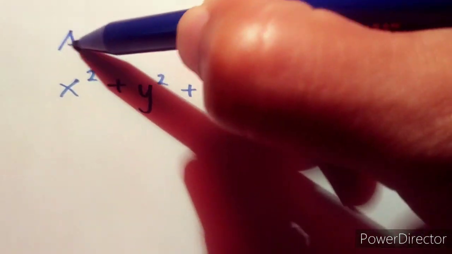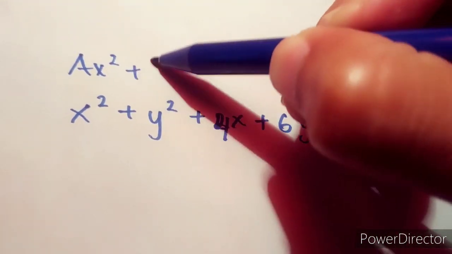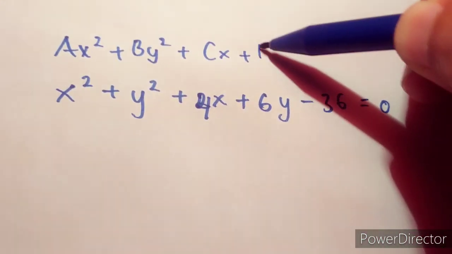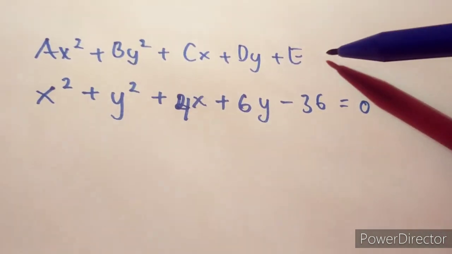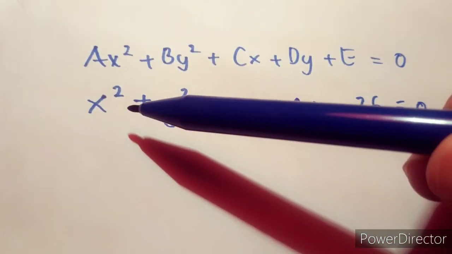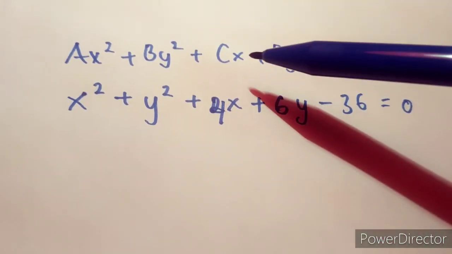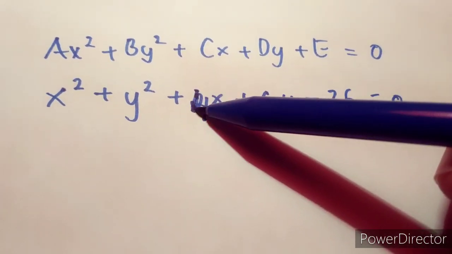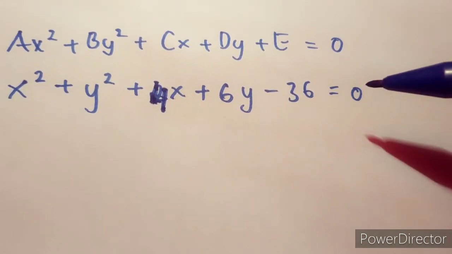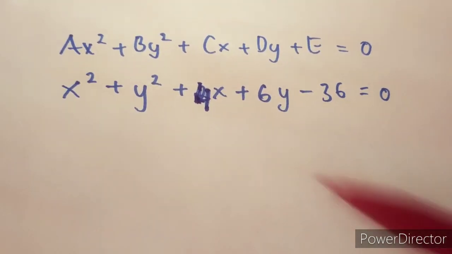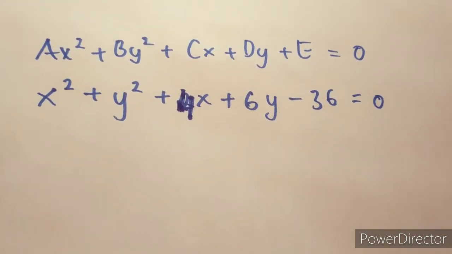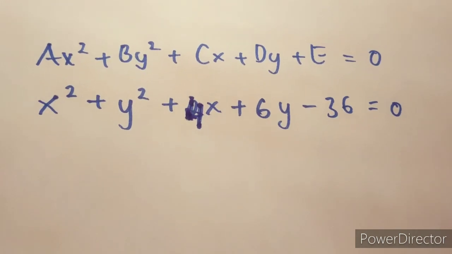I will write down again the general form of quadratic relation: ax squared plus by squared plus cx plus dy plus e equals 0. Let's compare. The a for this equation is 1, the b is 1, c is 4, d is 6, and e is negative 36. So we replace all of the a, b, c, d, e with numbers. That is the meaning of a, b, c, d, e, not variables.